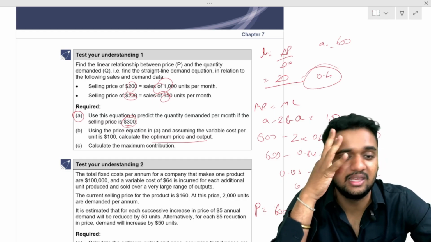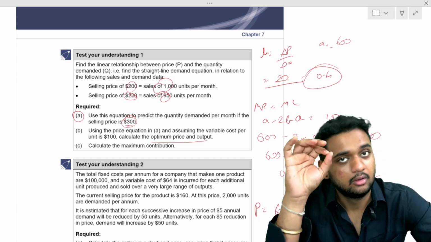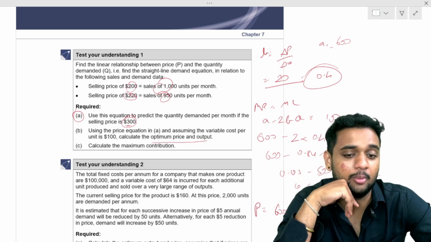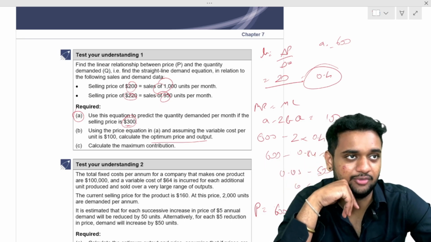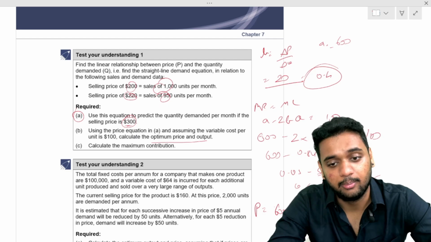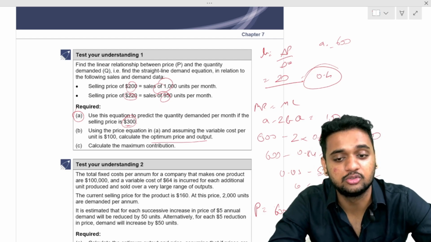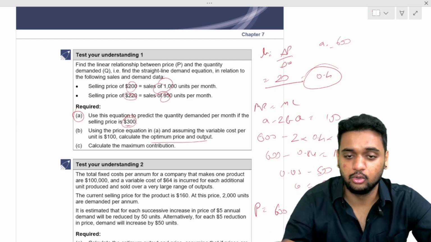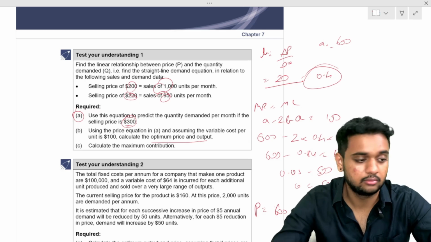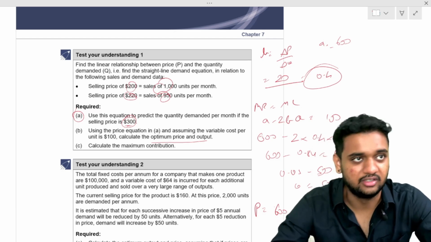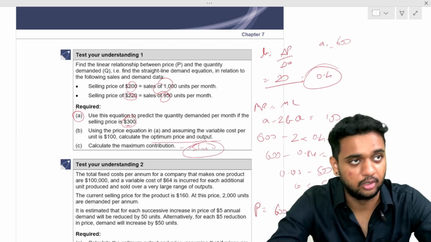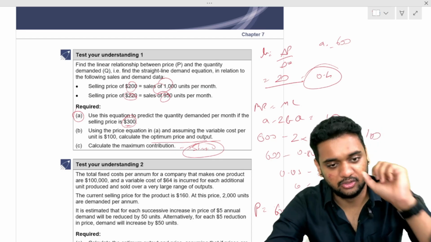Now what are they asking in part C? Maximum contribution. Selling price, how much? 350. We just found out. Variable cost is 100. What is the contribution per unit? Per unit is 250. Into the number of units, 625. 250 into 625, how much are you getting? 1,56,250. Understood, all of you? Yes, sir. This will be your maximum contribution. I will give you 5 minutes time. Please do the question first.